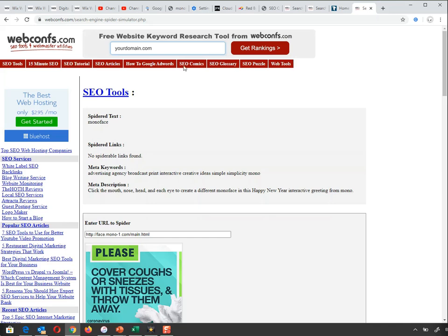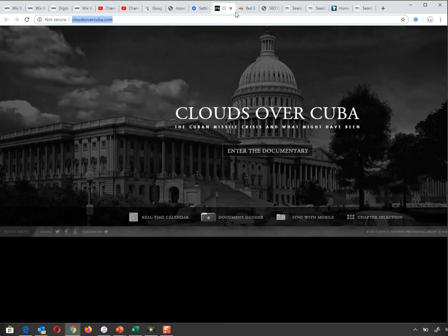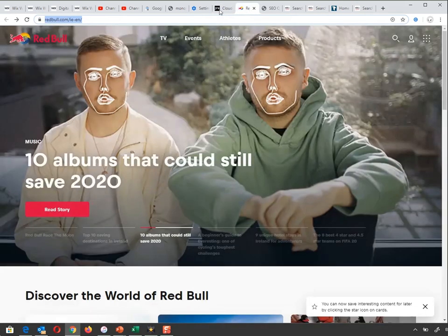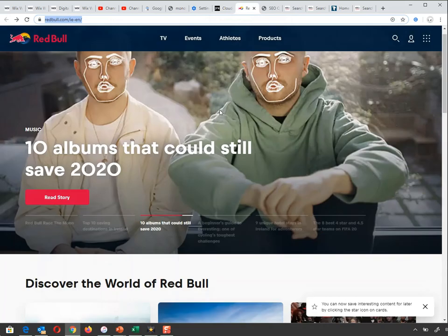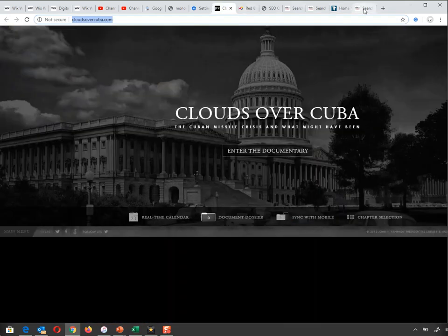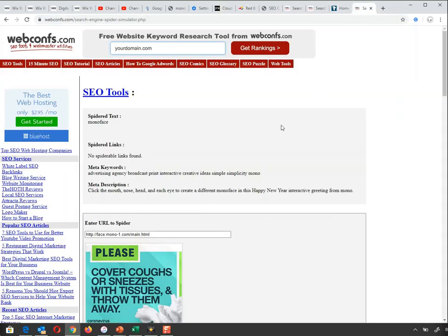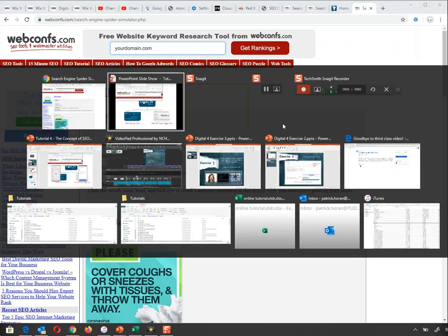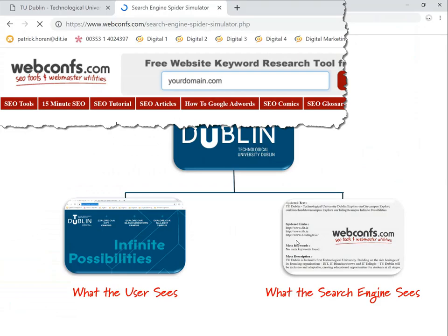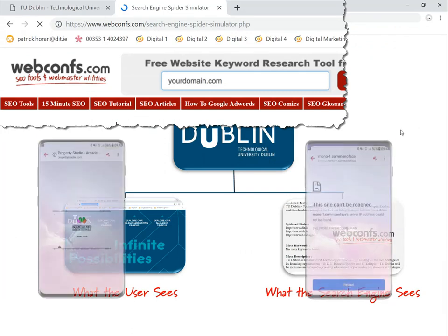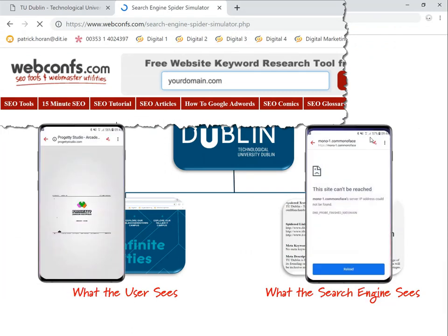Okay. Now to lesser extents, the same with Cloud over Cuba and the same with Red Bull. Okay. While they put huge time and effort into these, what the search engine sees is very, very little. And to be quite honest, they are not achieving their potential in any way, shape, or form. And they're actually ignoring stuff that really is important to the whole process. Okay. So, as I said, what we see is very different than what the search engine sees.